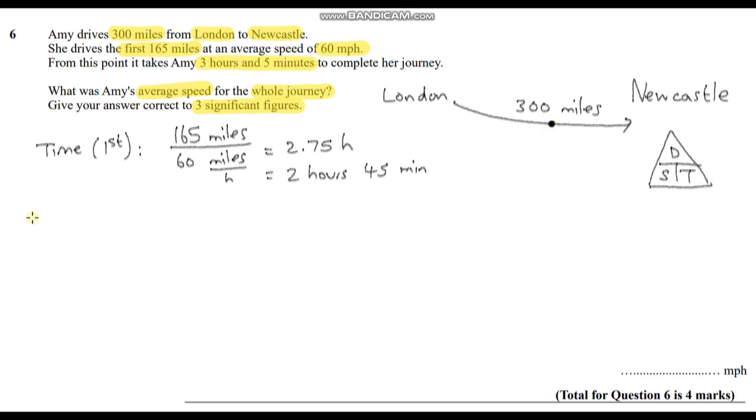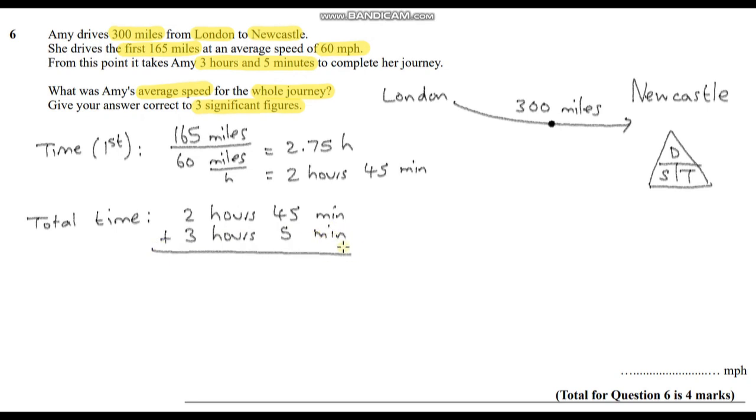So to work out the total time, we can just add the 2 times together. So it's going to be 2 hours 45 minutes plus 3 hours and 5 minutes. That will give us the total time. So 45 minutes plus 5 minutes is 50 minutes, and 2 plus 3 is 5. So it's 5 hours and 50 minutes.